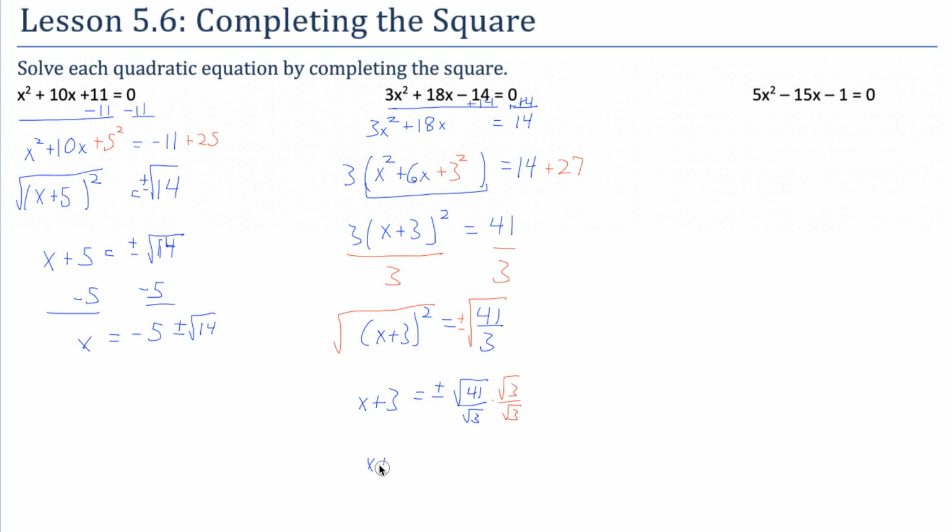So we have x plus 3 equals plus or minus root 3 times 41, which is 123, over the square root of 3 times the square root of 3, which is just 3. And now we can subtract 3 from both sides to finish this off. And we get x is equal to, again, we like to put this negative 3 first, plus or minus the square root of 123 over 3. And there's our solution to that quadratic equation.